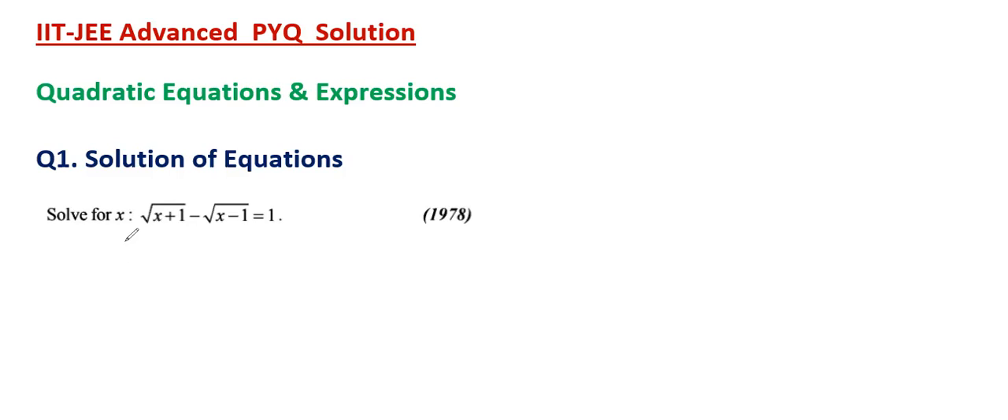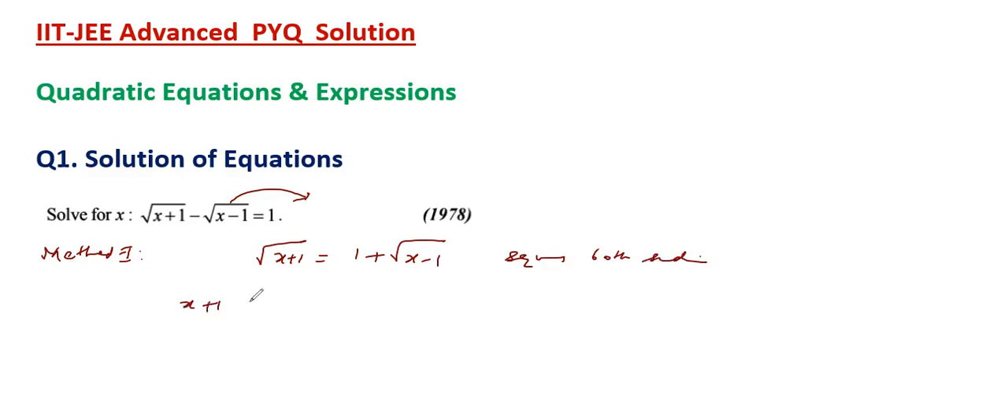We can solve this question by two methods. So method 1, bring this on right hand side, then squaring both sides. Whenever we see such situation where we have rational terms and irrational terms, bring all the rational terms together.